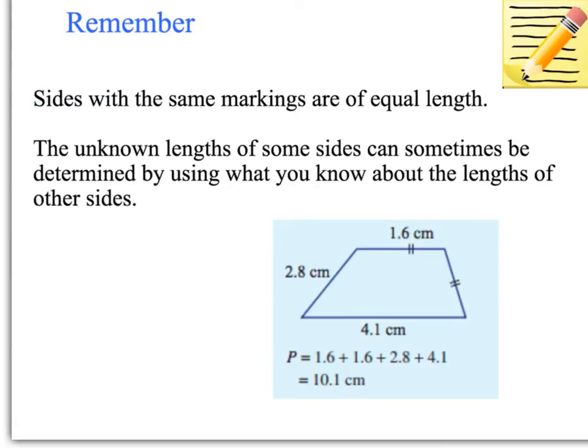Now, there are a couple of things to remember just to make it easier for you to work it out when you are looking at it. So just check that there are sides with the same markings and they're of equal length. So, for example, here on this one, you've got the double lines through here, double lines through here. That means that both of these sides are 1.6 centimetres each.